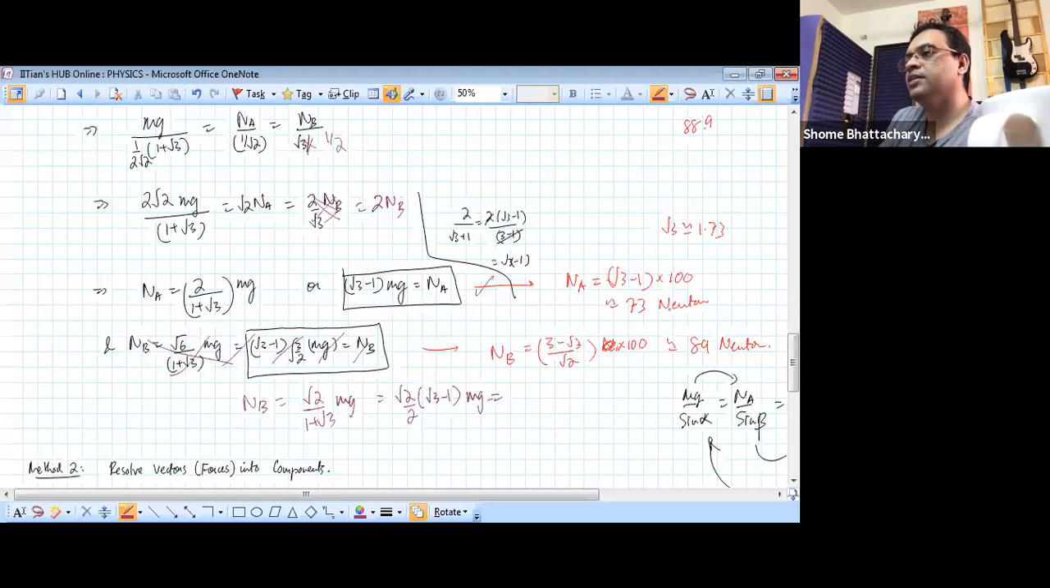So √3 minus 1 mg was already 73, and this will become that divided by √2. So this will come out to be 0.7 times this. So 0.7 into 73 will be how much? 7.3 into 7, 51 point something. 51.1. So it will be approximately 51.1 newtons. So just make a correction, and anyway, we are going to check with the one below.